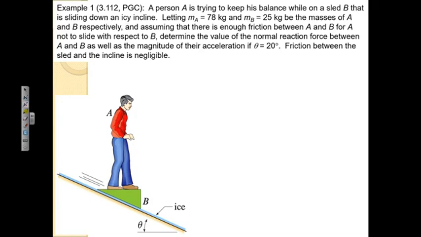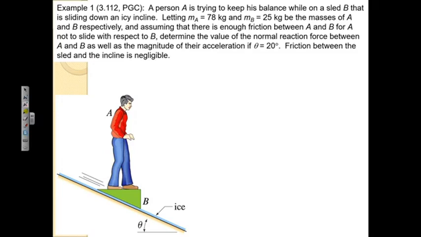All right, so we've got a person trying to keep his balance on a sled that is sliding down an icy incline. Letting the mass of the person be 78 kilograms and the mass of the block being 25. And we're going to assume there's enough friction between the guy's feet and the block so that he doesn't slide relative to the block. Okay. Little piece of information there. He's not moving relative to the block, so his acceleration is going to be the same as the acceleration of the block. He's not moving relative to it.